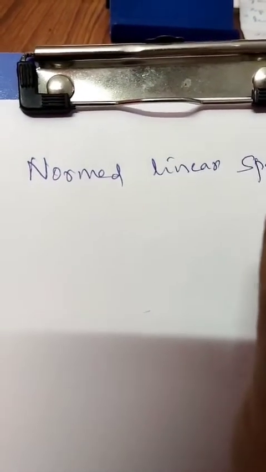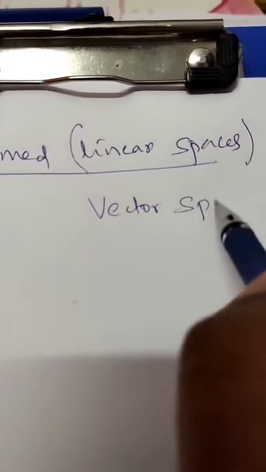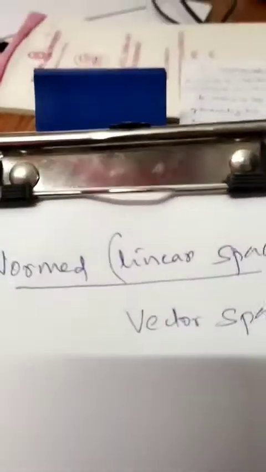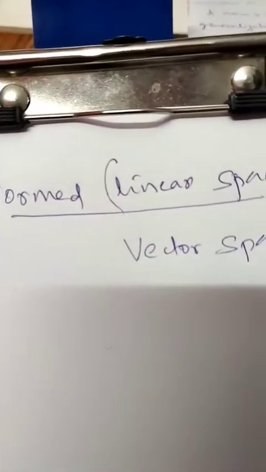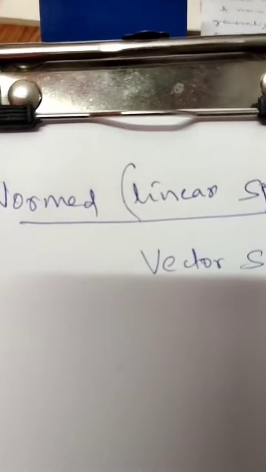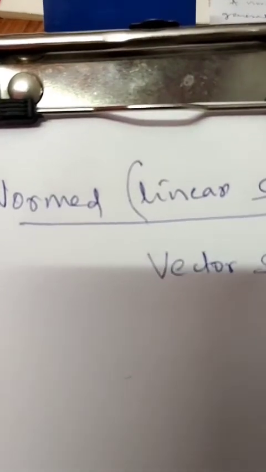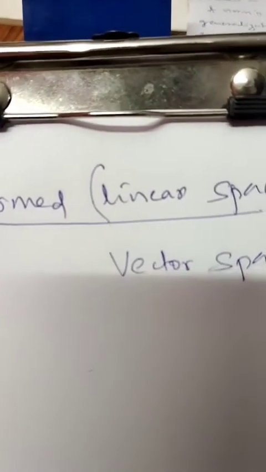Normed linear spaces. One part of this word you are already familiar with: what is meant by a linear space. Linear space means vector space. You have studied vector space in detail in your second semester classes, and many more things in vector spaces and linear transformations. Here, a normed linear space means a vector space over a field, which may be real or complex, on which a norm is defined.